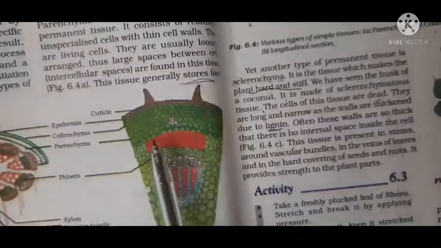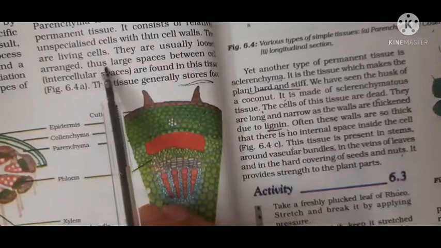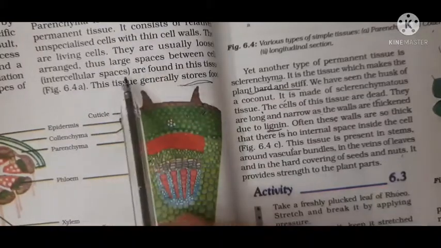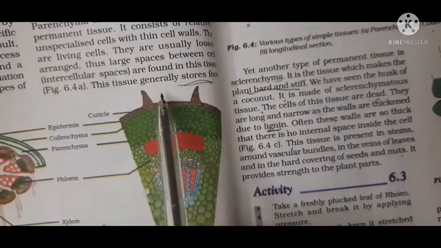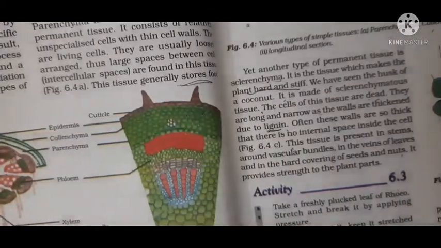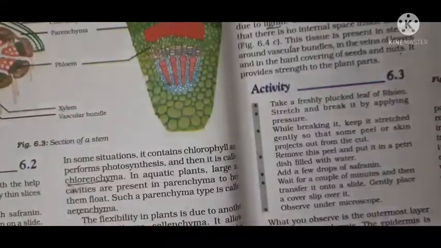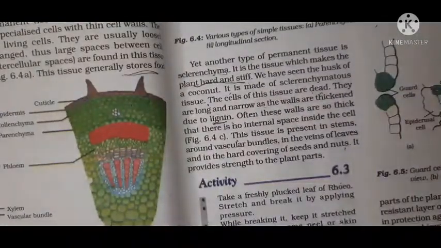this is about parenchyma. I have already told you they are living cells. Okay, there are large spaces between the cells, which are also called intercellular spaces, and this tissue generally stores food. Okay, understood? And here the flexibility of the plant is due to another tissue which is called collenchyma. Okay, so all these things we have already discussed.